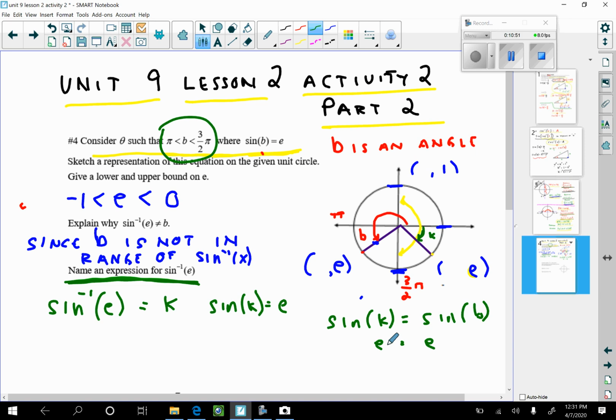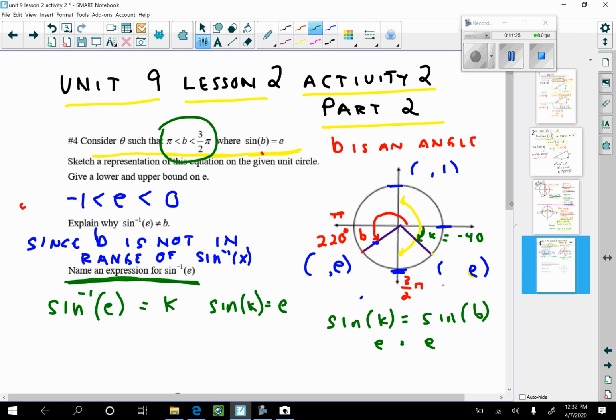Well, think about this for a moment. Just for giggles, let B be, I don't know, 220 degrees. And I like to do degrees. It's easier for human beings to think about degrees. Now do I have an angle greater than 180 and less than 270? If B were 220, what would K be? Let's see here, 180. K would be negative 40.